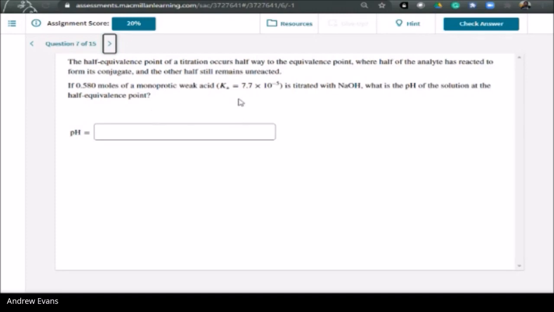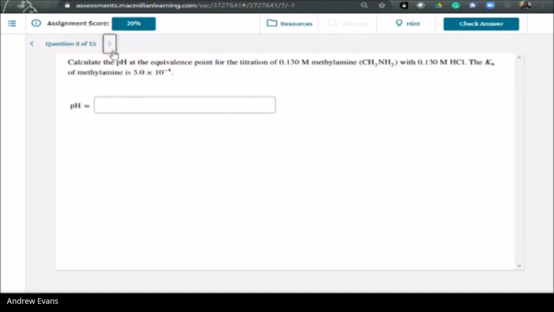Okay, this one's actually pretty easy. The half equivalence point occurs halfway to the equivalence point. The pH equals the pKa at the half equivalence point. So since they give you the Ka, you just have to take the negative log of the Ka, and that's your answer. So, not supposed to be very hard there.